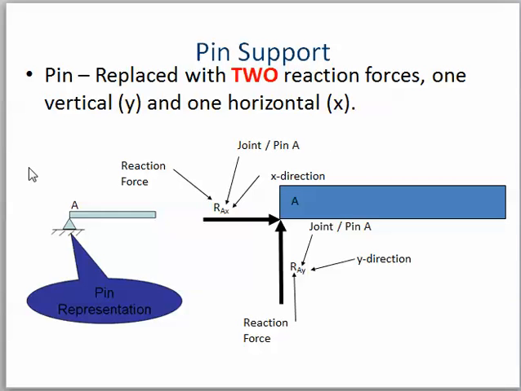Now, a pin support is replaced with two reaction forces, one vertical and one horizontal. Here's a picture of a pin, and what this means is that it cannot move right, left, or up and down. It's pinned into place. So there is what you could call a normal force because it's pushing up, and there's also a force in the X direction.